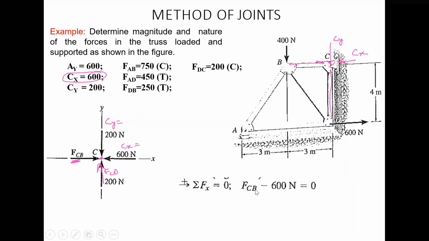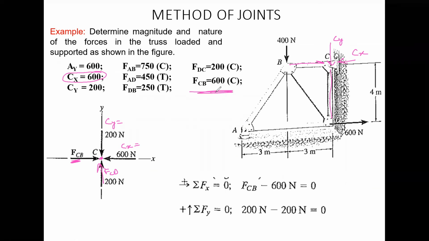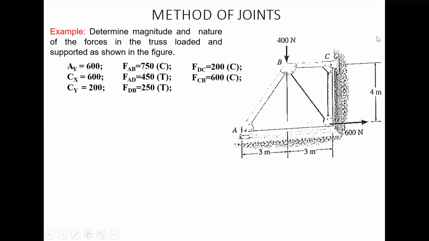So horizontal force balance will give us FCB minus 600 Newton. So FCB is equal to 600 Newton, and this vertical force balance, so FCB is 600 compressive. So here, because we are getting FCB as a positive 600, and this direction of FCB is producing compression at point C, so we are writing here C. Okay, so that's all.